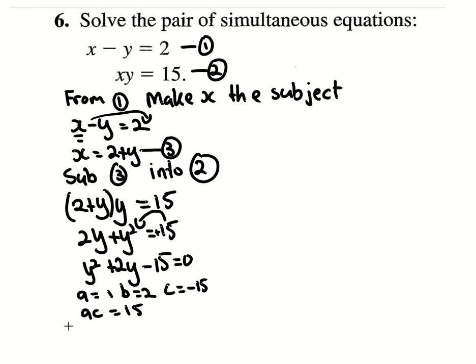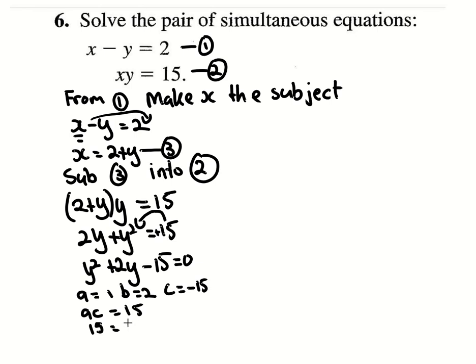Second step, multiply A by C. Third step is to write your factors of 15. Now, when you're writing your factors of 15, we are going to use the pairing method. What is the pairing method? You use your small numbers to find your bigger numbers.